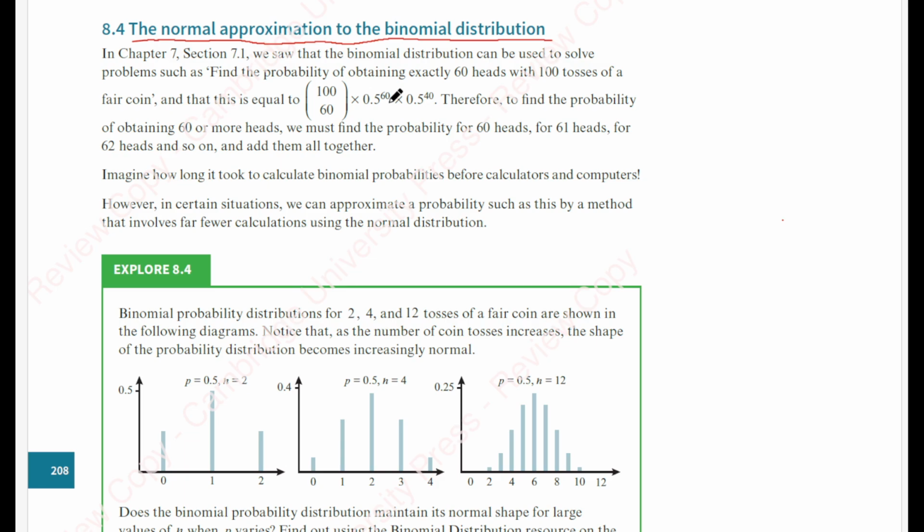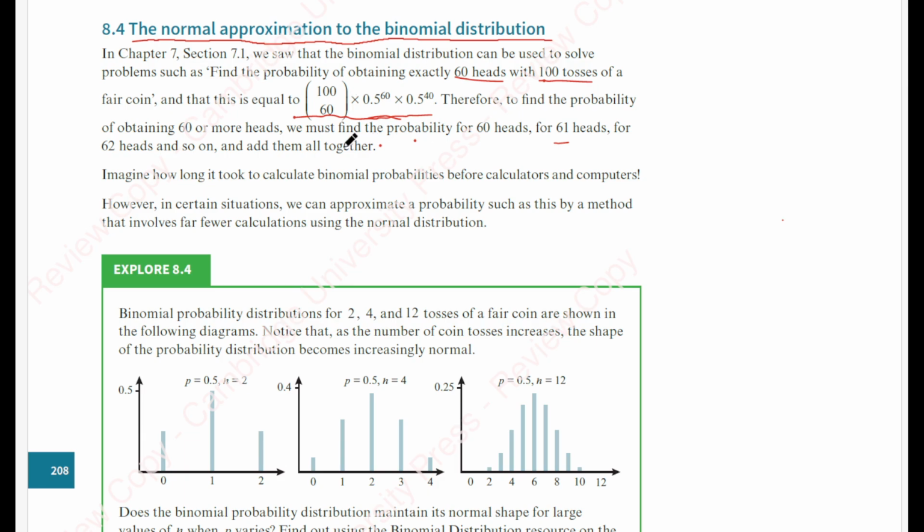And we have learned before that the binomial distribution can be used to solve different problems. Like we have to find the probability of obtaining exactly 60 heads with 100 tosses of a fair coin. It's easy to do by using this formula. But to find the probability of obtaining 60 or more heads, we must find the probability of 60 heads, for 61 heads, for 62, etc., and then put them all together. So this is quite difficult, because if you want to find just one thing like this, you can easily calculate.